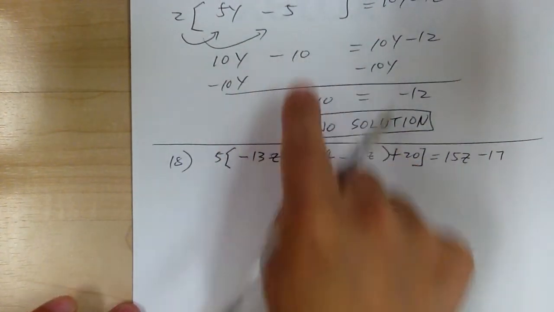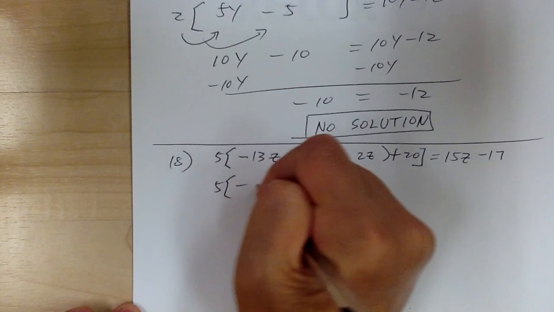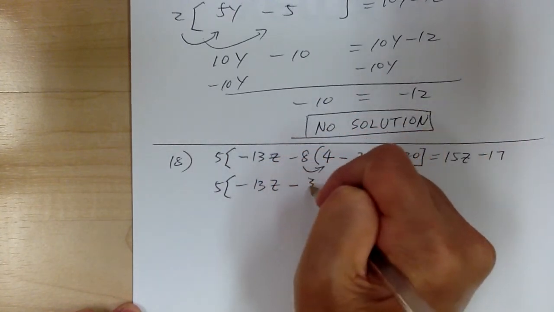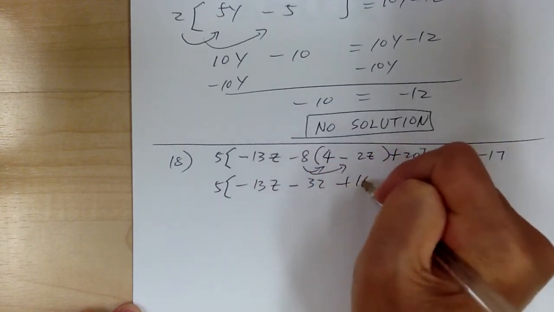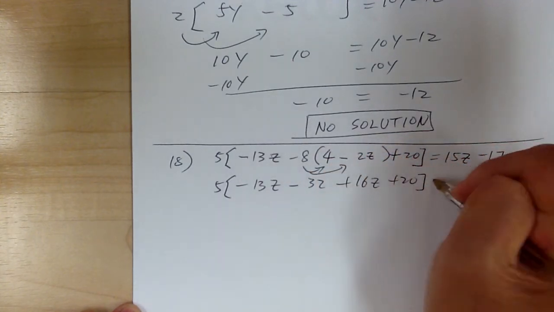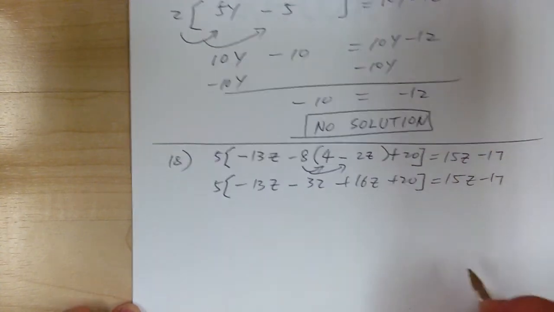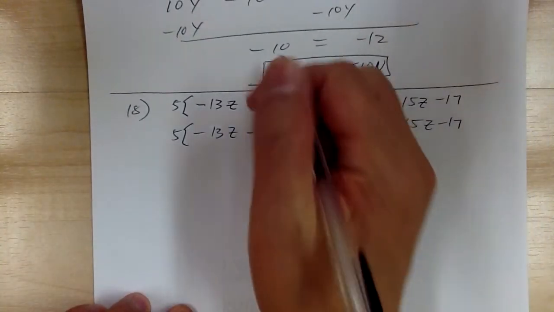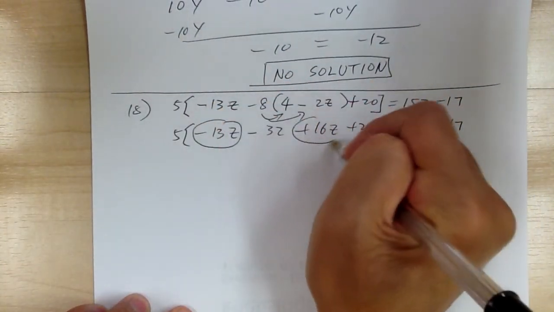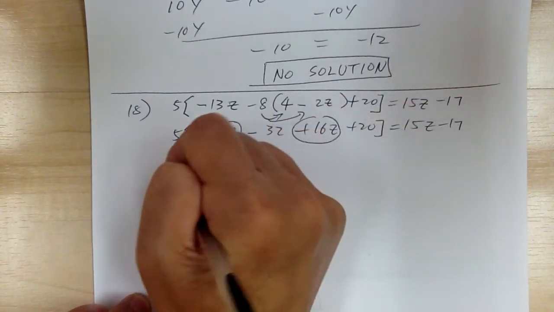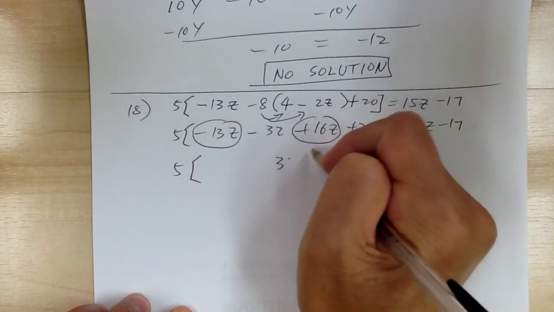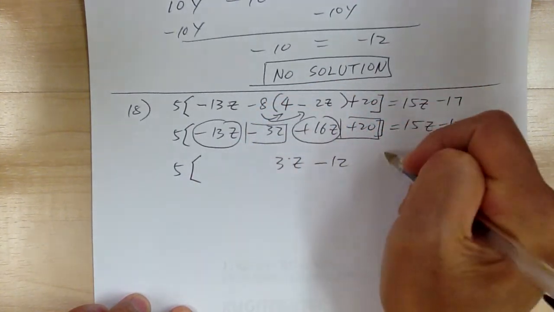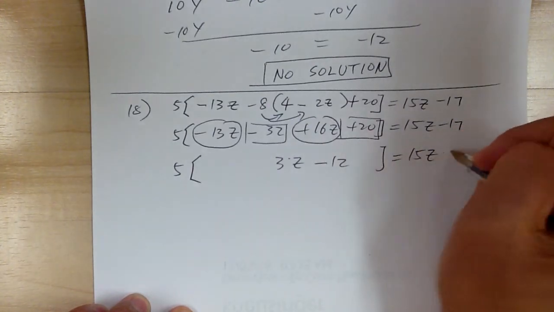Again, same problem, same type. So first, let's go ahead and multiply to get rid of the parentheses. So minus 32, multiply plus 16z plus 20. Again, there are a lot of terms, so it's better to tidy things up by combining the like terms. So line up 5 bracket. This will give me 3z, and this one would be minus 12, equal to 15z minus 17.